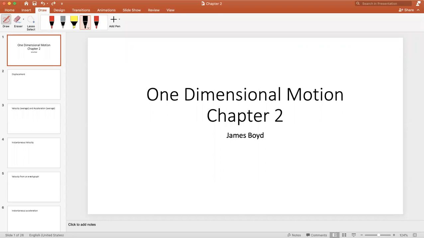But we need to be able to describe motion in a mathematical way. And we're going to do that, to start off, with one-dimensional motion. And then from there, we'll talk about what happens in 2 dimensions and 3 dimensions.